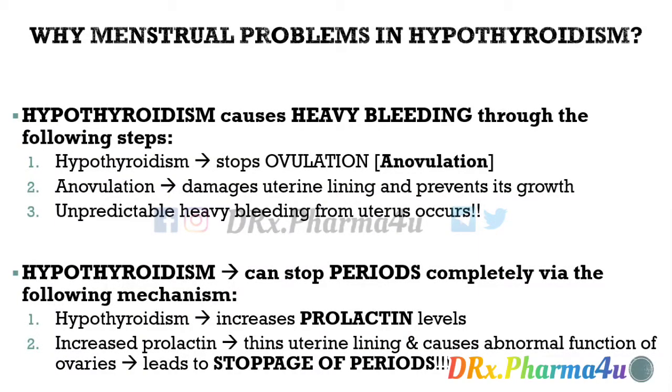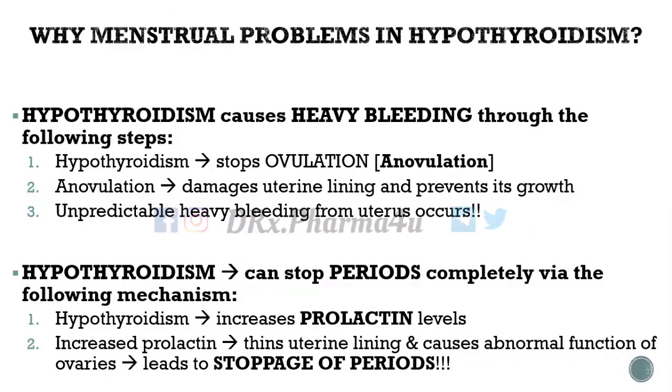Hypothyroidism stops ovulation. That process is known as anovulation. If ovulation is stopped, it is called anovulation. And in anovulation, what happens? The uterine lining is damaged and the growth of the uterine lining is prevented. That can cause heavy bleeding from the uterus. And why it is written unpredictable is because you will find it very hard to predict when your periods will be or when your menstrual cycle will be. So this is one problem that can be seen with hypothyroidism.